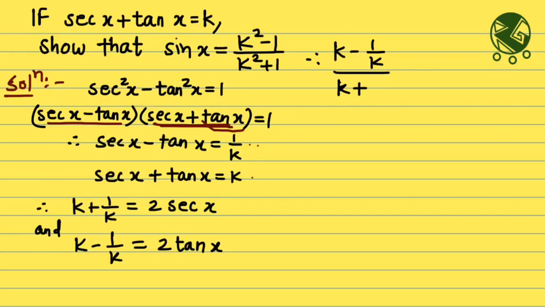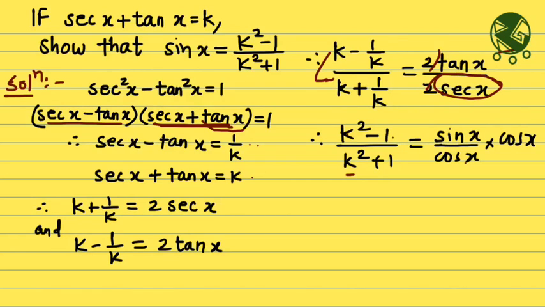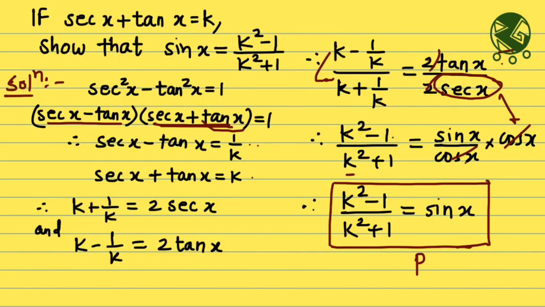Now, what is k minus 1 by k upon k plus 1 by k? So we have already these values. It is 2 tan x upon 2 sec x. Now on the left hand side, we will multiply numerator and denominator both by k. So we get k square minus 1 upon k square plus 1. Here 2 gets cancelled. And tan x, we can write as sin x upon cos x, and sec x is equal to 1 upon cos x. So cos x will be in the numerator, right? Here cos x upon cos x is equal to 1. And on the right hand side we have sin x. So now k square minus 1 upon k square plus 1 is equal to sin x. And in this way we have solved this.